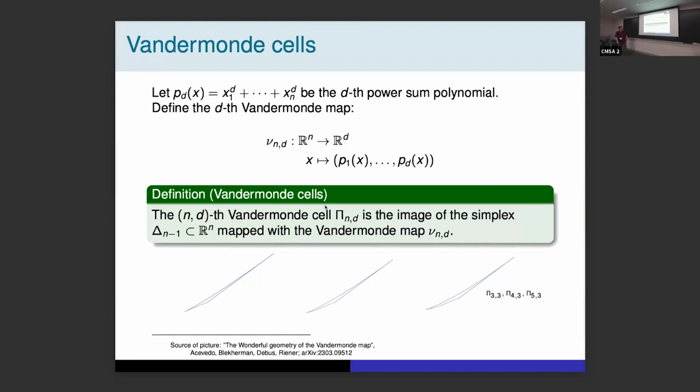And here are some images of the boundaries of those cells. One thing I should also mention, those are the boundaries of pi_{3,3}, pi_{4,3}, and pi_{5,3}, but they're planar, and the reason for this is simply that if we restrict the map to the probability simplex, the first coordinate will always be 1, so we just project it out.